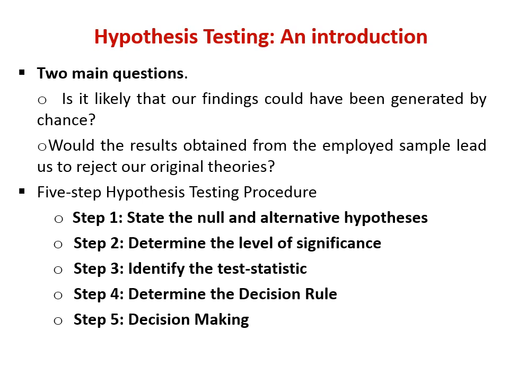Generally, the hypothesis testing procedure includes 5 steps. These steps are: first, to set the null and alternative hypothesis. Second, to determine the level of significance. Third, to identify the test statistic. Fourth, to determine the decision rule. And finally, to make the decision whether to reject the null hypothesis. These steps are briefly discussed in the next slides.